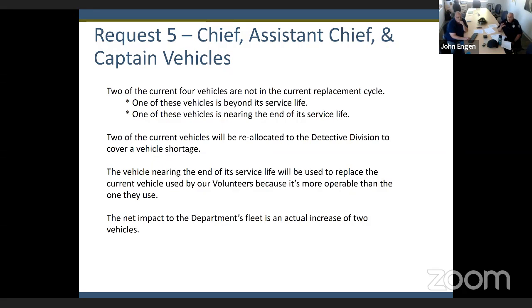The vehicle, the 2012 Ford Escape that's nearing the end of life, we will reallocate as our volunteer vehicle. Our volunteer vehicle is also a vehicle that is at one point in time not on the rotation of replacement vehicles. It is a 2007 Ford Escape that is at the end of its service life. So we will take that 2007 vehicle, turn it in for surplus. We will take the Tahoe that is beyond its service life and turn it in.